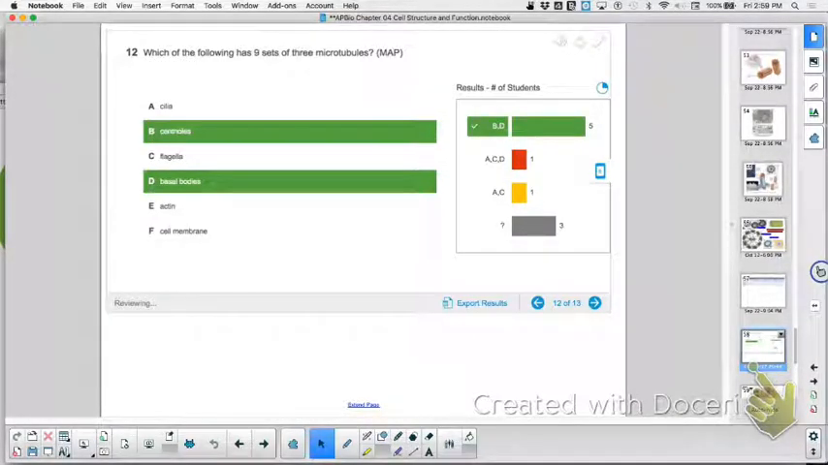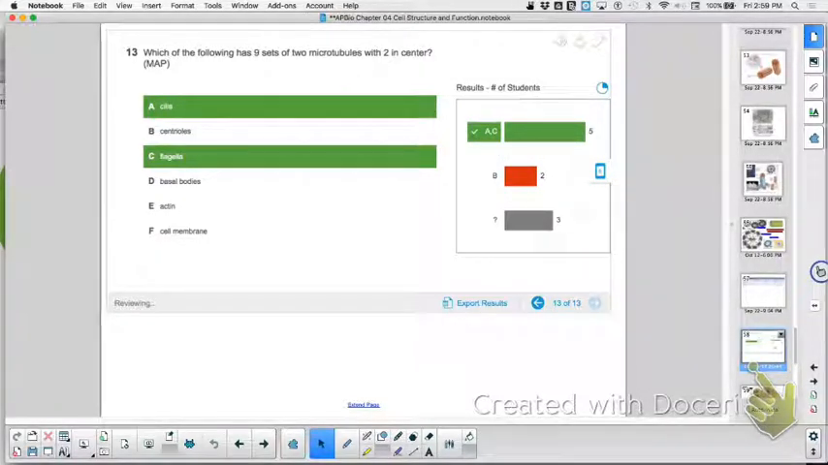Which of the following has 9 sets of 3? Centrioles, things that look like churros, which we're learning about now, that are at the centrosomes of microtubule organizing centers, MTOCs. 9 groups of 3, and so too do the basal bodies. The basal bodies anchor the cilia and flagella. So maybe one came from the other. And then it's the cilia and flagella that have 9 sets of 2 with 2 singles in the center.